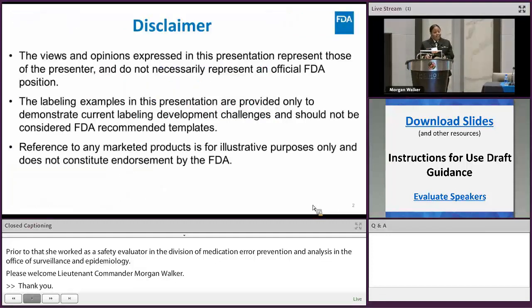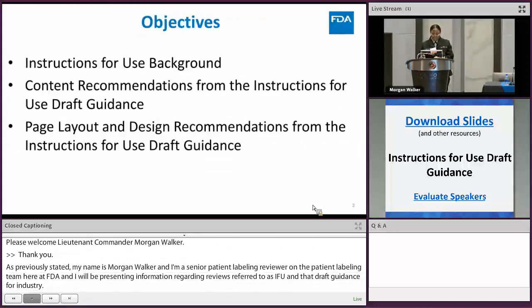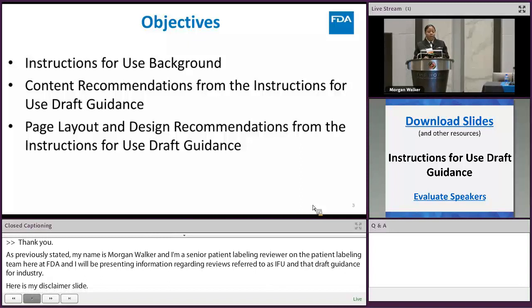Here's my disclaimer slide. I'm pretty sure you all have seen this over the past couple of days. The objectives for this presentation today include background information on IFUs, as well as content, page layout, and draft recommendations from the draft guidance.